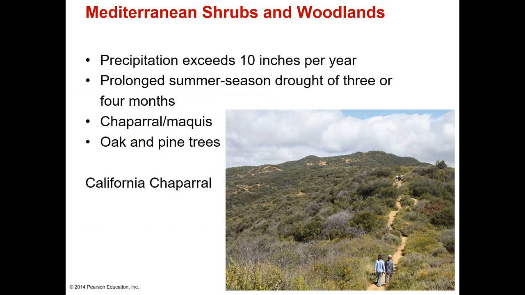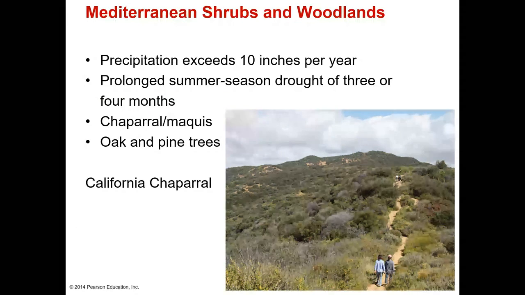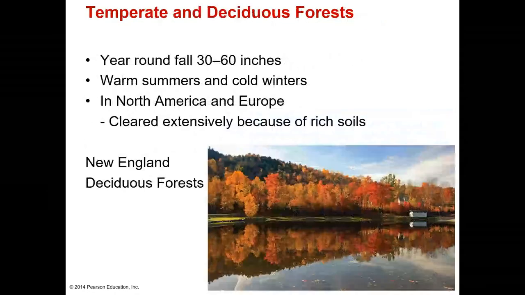Mediterranean shrubs and woodlands, these are Greece and Italy, parts of California, and much of the American Southwest along the Pacific. These are places that have more than 10 inches of rain per year, so they're not considered a desert, but they have a long, dry summer and a cool, drizzly winter. The Mediterranean climate is the only climate that has a dry summer and a wet winter. Most climates, that's reversed. Usually it's wetter in the summer and drier in the winter. So Mediterranean climates is the only one that has dry summers and wet winters.